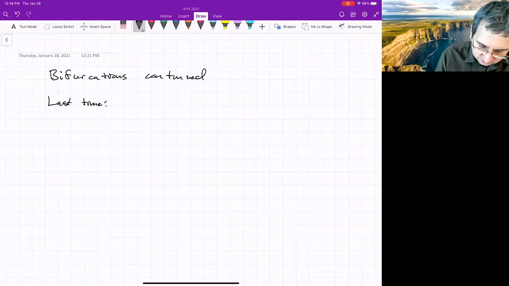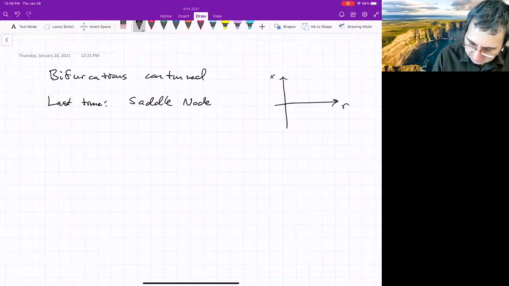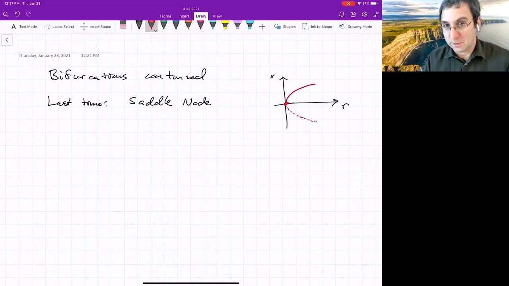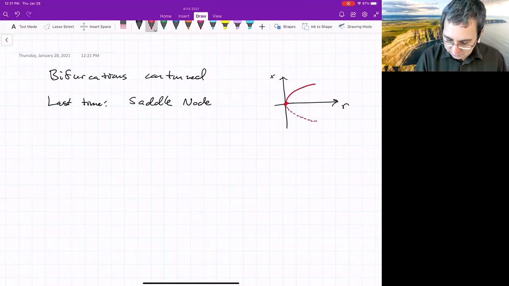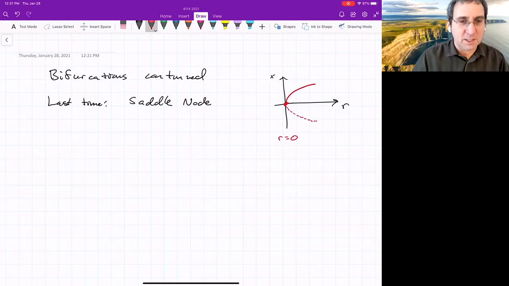Last time, we did the saddle node, and the picture to have in mind there is if we have some parameter r, and here's x, we'll have a parabola opening to the side, and one of them will be stable and one of them will be unstable. On one side of the critical point, the bifurcation point, in this case let's say r equals 0, there are no equilibrium points, and on the other side, there are two of different stability types. So that's the one that we went on and on about last time. And now we'll go on and on about a couple more.